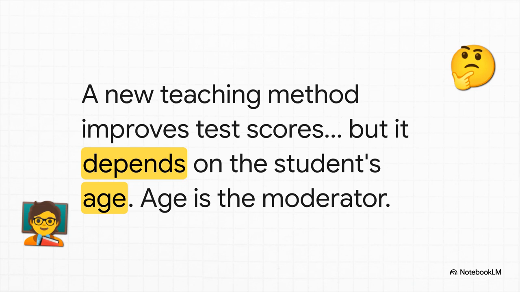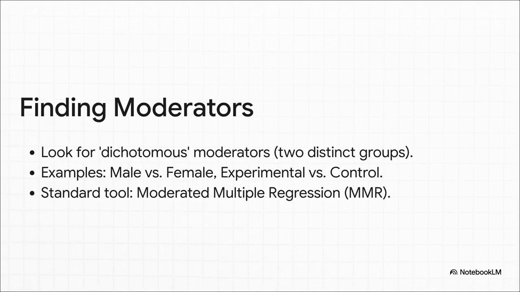Let's make this real. Go back to that teaching method. So the claim is it improves test scores. But what if it only works for younger students? For them, it's amazing. But for the older ones, it does nothing. The success of the method depends on the student's age. And right there, age is your moderator variable. It's the whole story. Okay, so how do scientists actually go looking for these things?